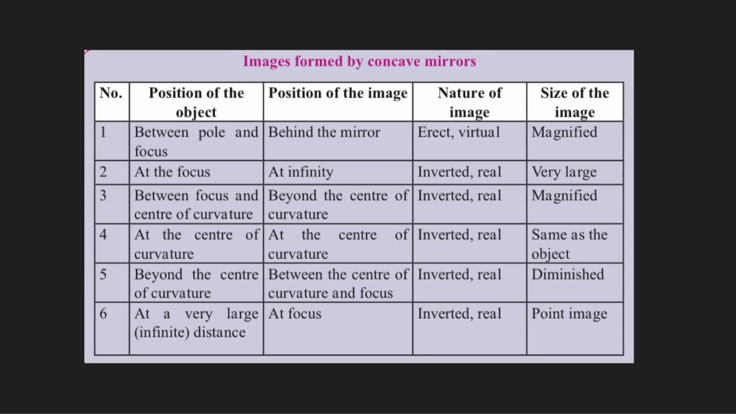We get the image when the object is placed somewhere on the principal axis. Now there is a table which will give you the idea when the object position is described and you get the position of image. First one is between pole and focus, which we have already discussed. Behind the mirror, position of image is behind the mirror.